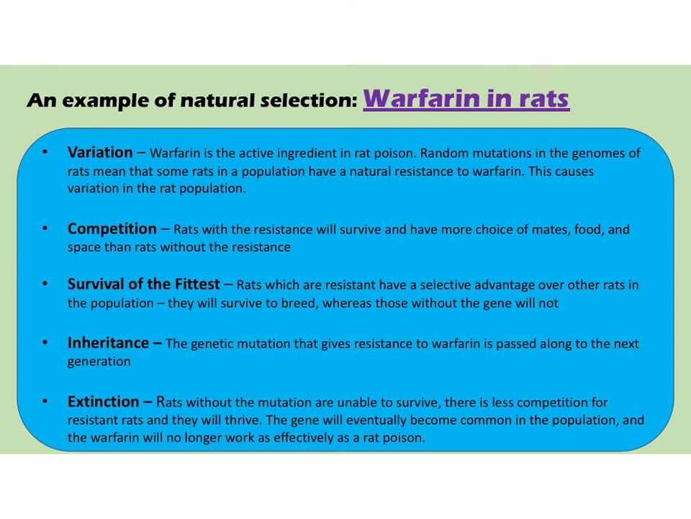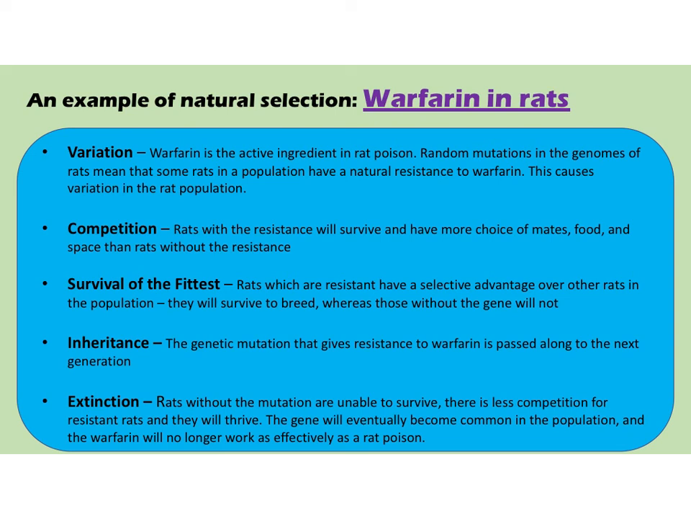So the next example you have to know for your GCSE is about warfarin in rats. For variation, warfarin is the active ingredient in rat poison. Random mutations in the genomes of rats mean that some rats in a population have a natural resistance to warfarin. This causes a variation in the rat population because some rats are resistant to the rat poison and some rats are susceptible to the rat poison.